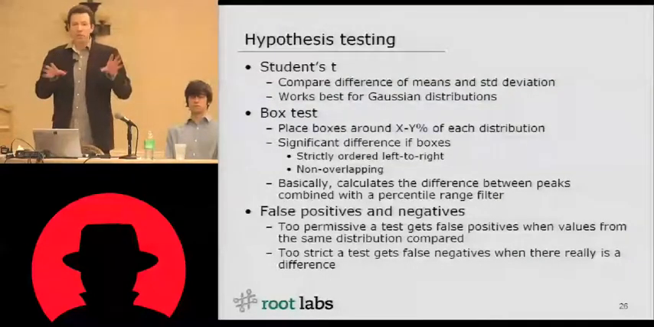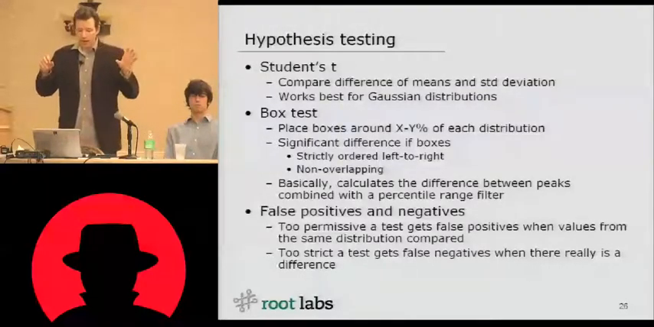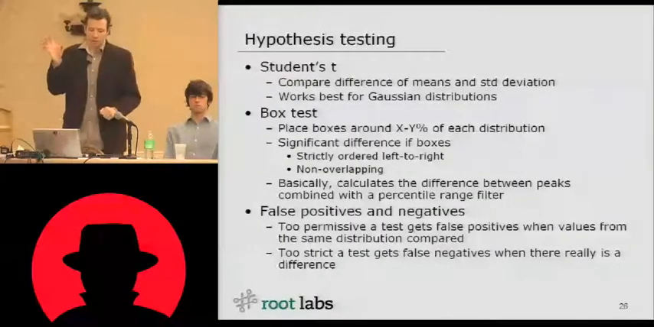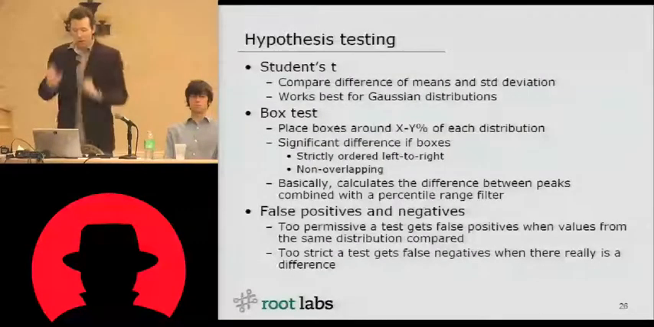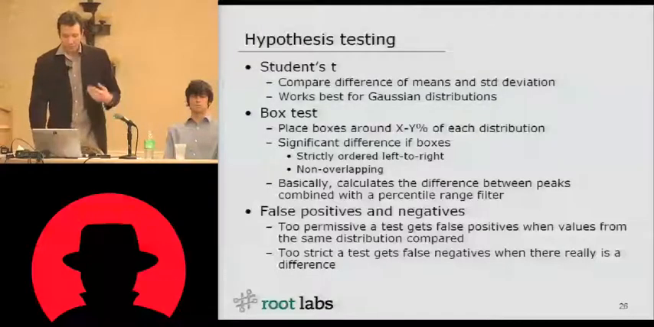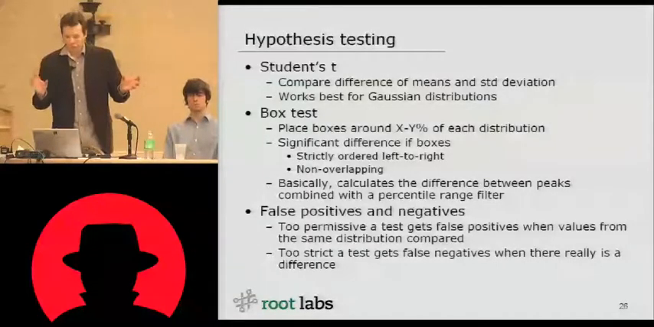For each distribution, so you've got two sets of samples, one for one guess and one for another guess, you apply the box to both of them. So you filter out the lowest 10% and you throw out the upper 65% and compare these two boxes. If the two boxes are strictly ordered, meaning the box that you expect to be less is on the left and the box you expect to be more is on the right, and they're not overlapping in any way, then you signal that as a difference. This is similar to percentile range filtering: you're calculating the difference between the peaks based on a percentile range filter for finding the peak.